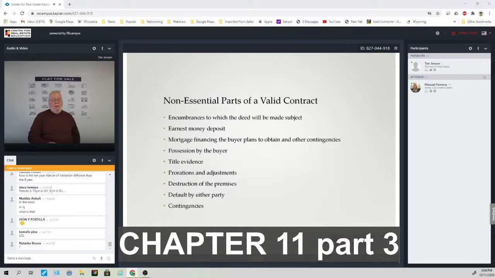There are other non-essential elements in the contract that probably need to be there, but don't have to be. Number one, encumbrances of which the deed will be made subject. This isn't that important in the contract phase as much as it is in the discovery phase of the buyers looking up the terms and conditions of the current property owner's deed. That's where it would be spelled out. But if the seller does have a copy of their deed, that would be a really good thing to review with your attorneys to make sure that you understand the conditions under which you're buying the property. Now, earnest money deposits.